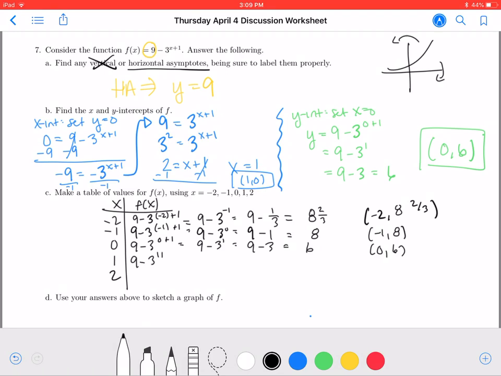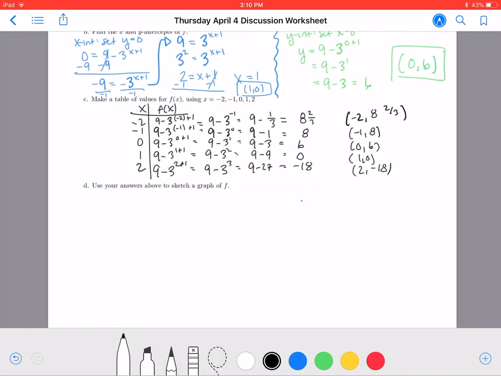9 minus 3 to the 1 plus 1 is really 9 minus 3 squared, or 9 minus 9, which is 0. So I have the point (1, 0). And last, 9 minus 3 to the 2 plus 1 is 9 minus 3 cubed. 9 minus 27 is a negative 18. Whew. So we got real small real quick. So (2, -18).